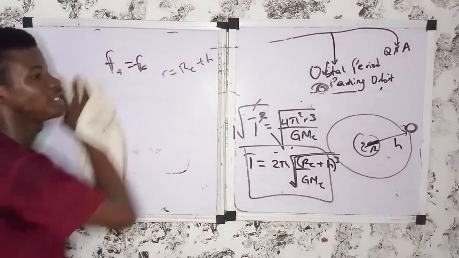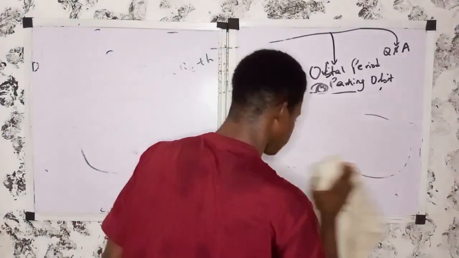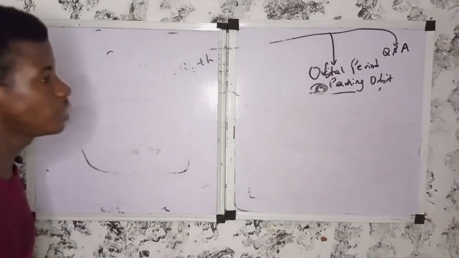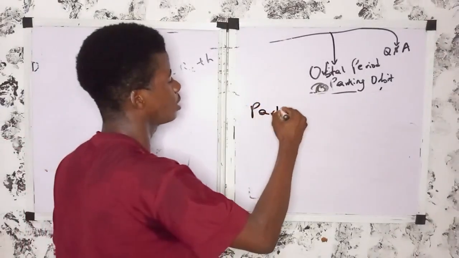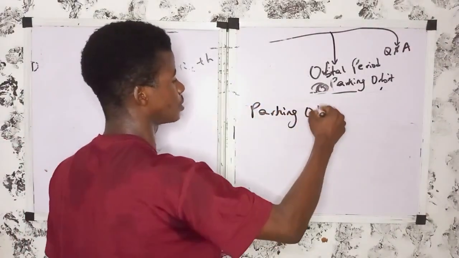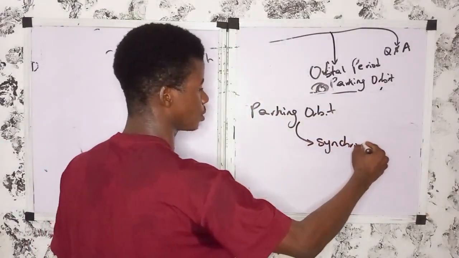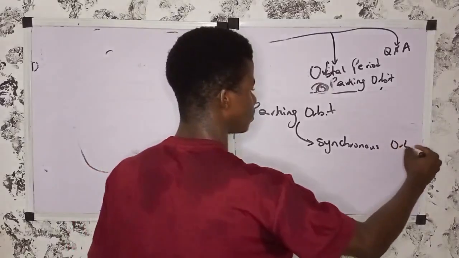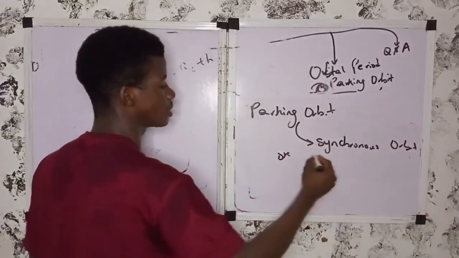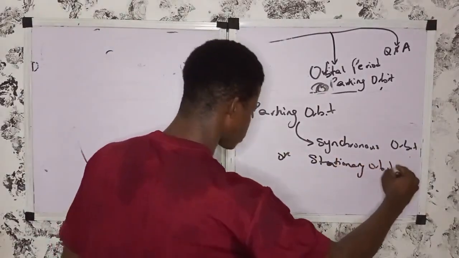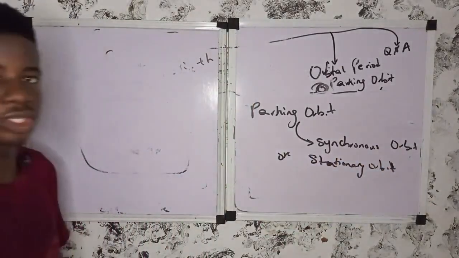Now we move to the last part, which is parking orbit. Parking orbit is also called synchronous orbit, or stationary orbit.